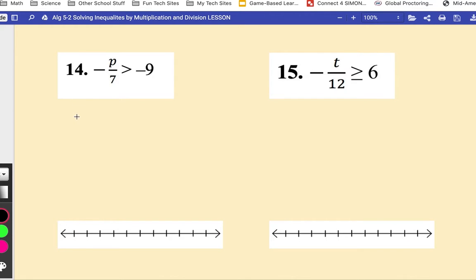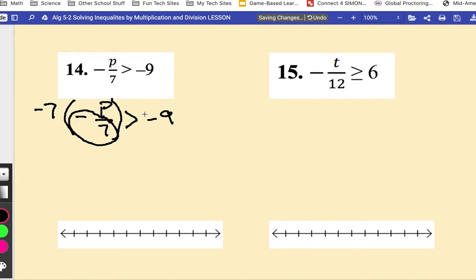So I'm going to rewrite these, right? So we've got negative p over 7 is greater than negative 9. So again, we're going to multiply by negative 7, because you attribute that negative sign to the denominator. We not only want our coefficient to be gone, which means basically it's 1, but it has to be positive 1. So we have to get rid of that negative sign.